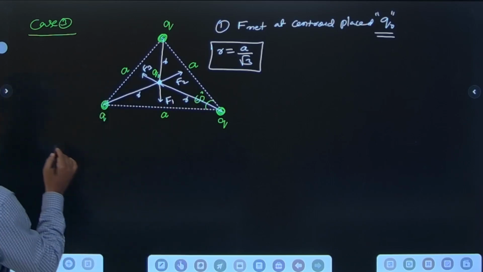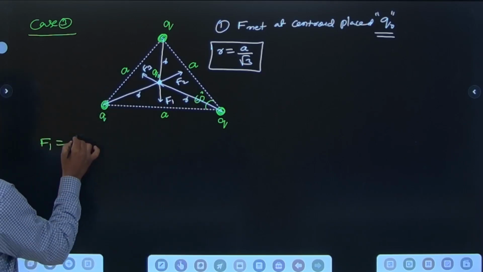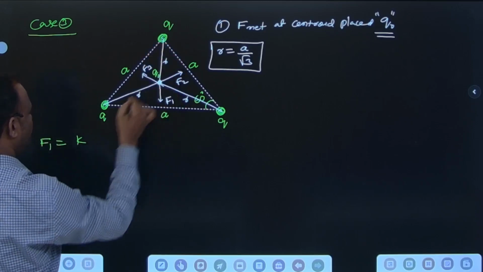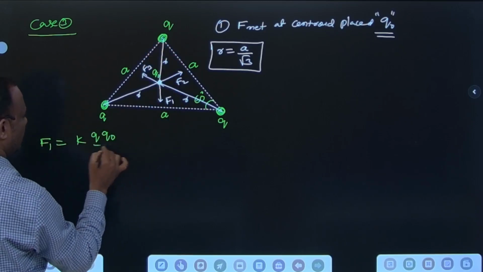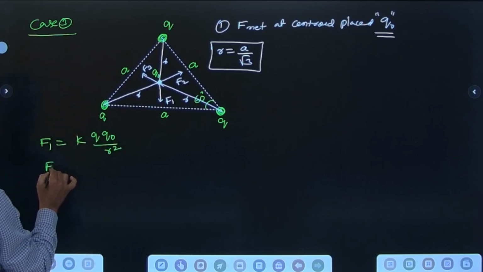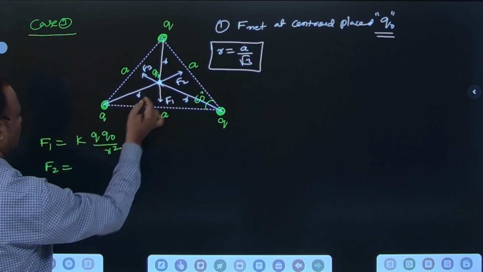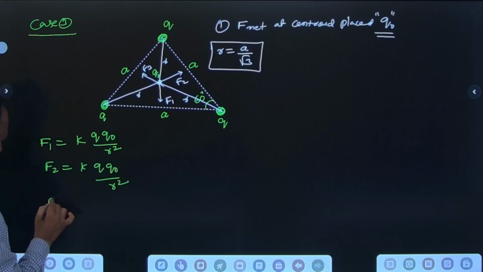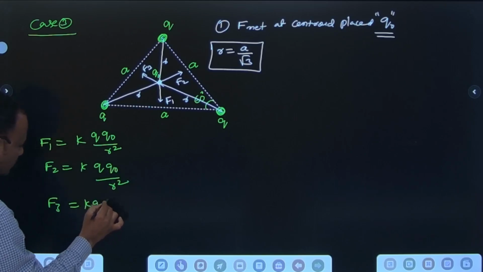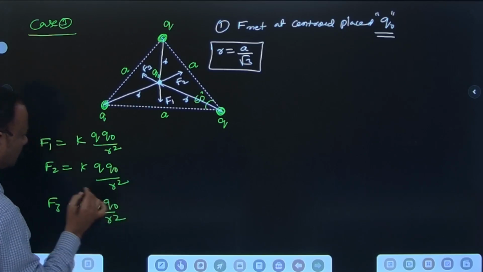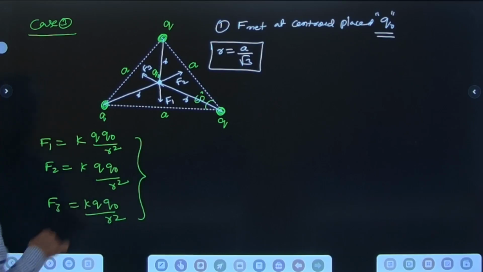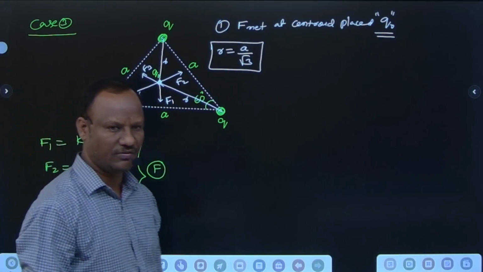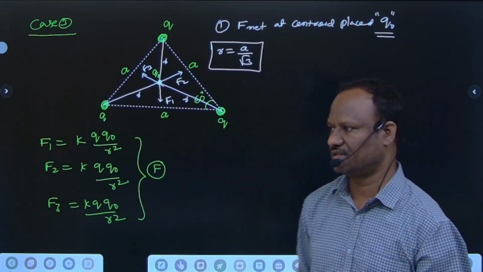First, I am talking about F1. F1 is equal to K, between these two, Q into Q naught by R square. F2, same, K Q into Q naught by R square. And F3, K Q into Q naught by R square. See, all of these have the same magnitude. Can I take it as F? F1 is equal to F2 is equal to F3 is equal to F.